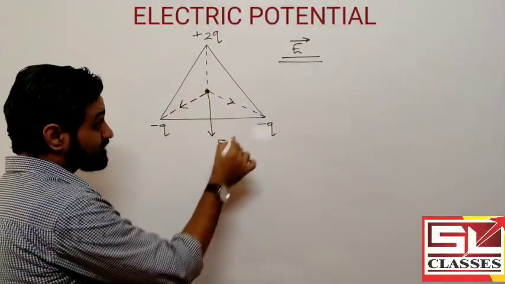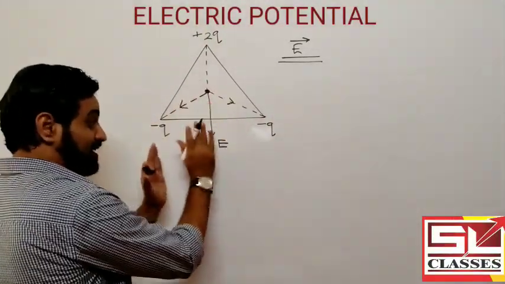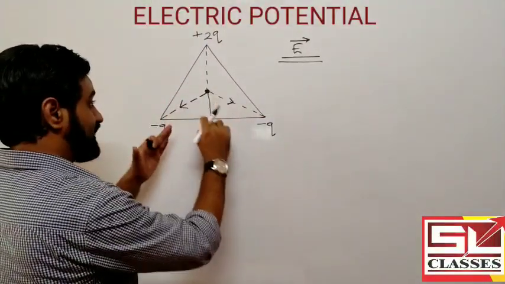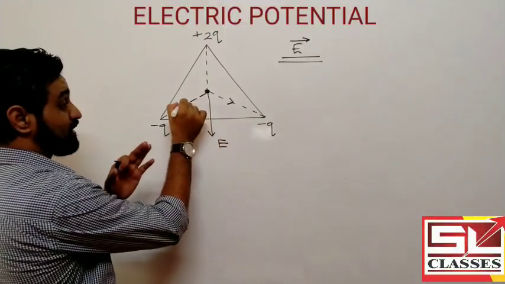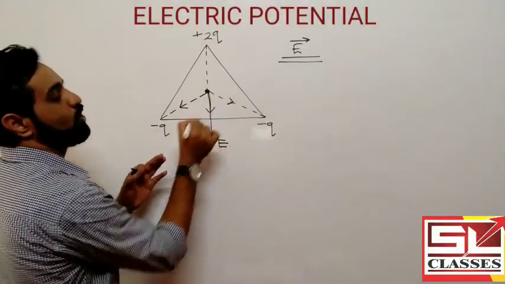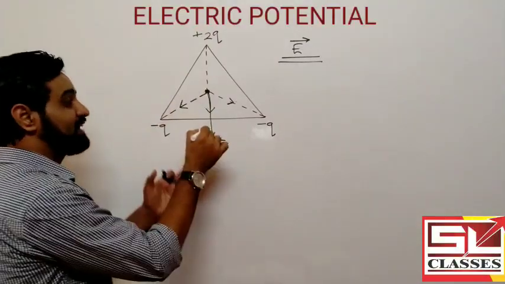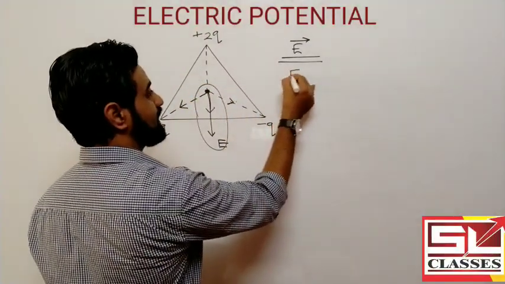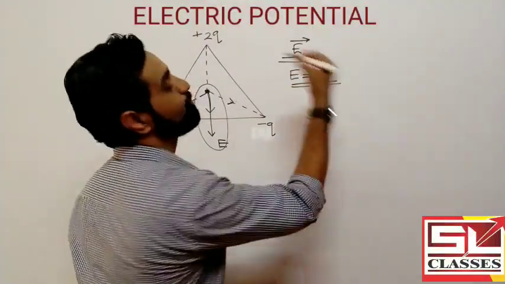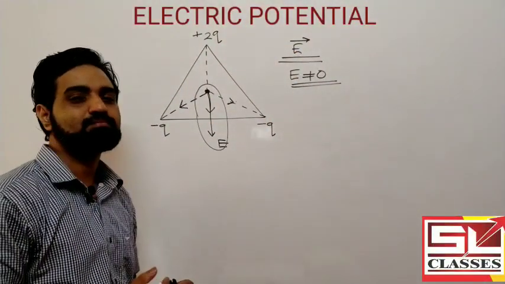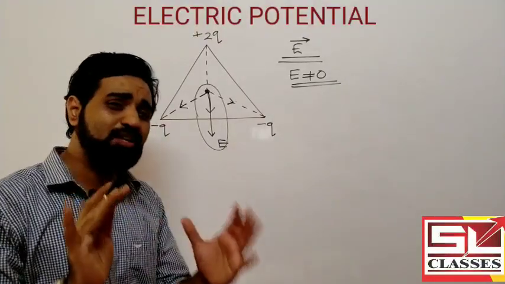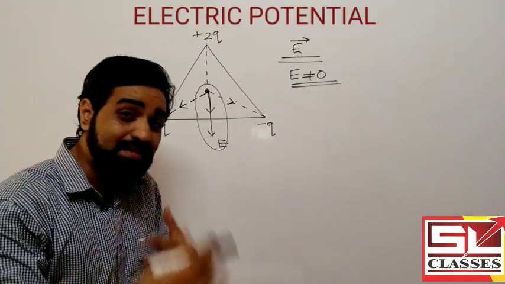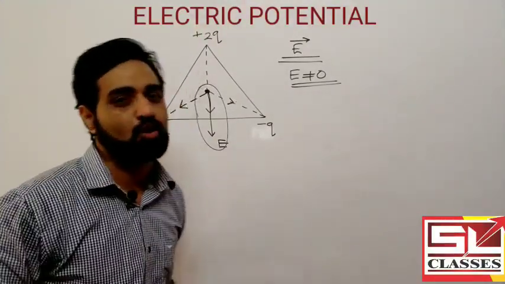So in this vector representation, these vectors cannot make a vector in opposite sense. All these vectors are in a particular direction, and the result of these two will be in this direction only. So we will never get a zero result using these vectors. So at the midpoint electric field will not be zero. That is one conclusion. Then what about potential? We know potential is just a scalar quantity. We have to take the algebraic sum to calculate total potential.